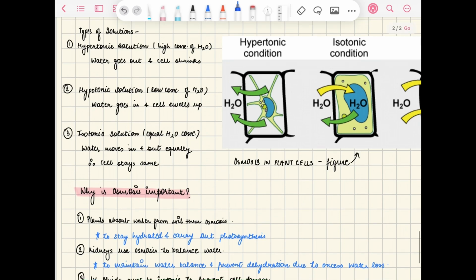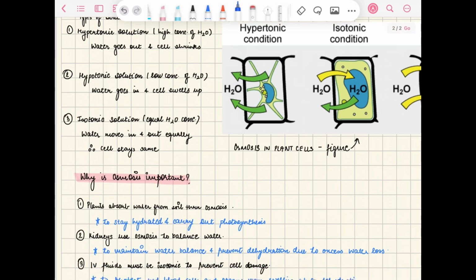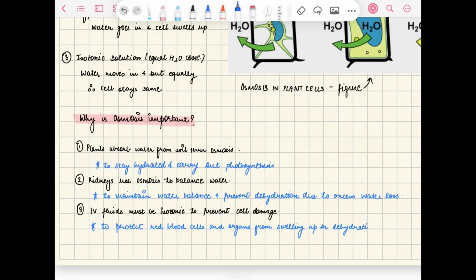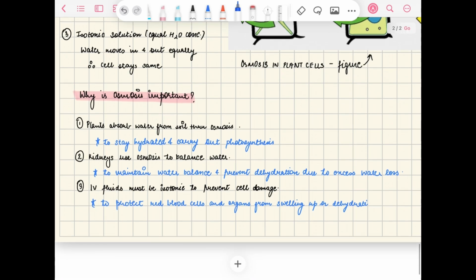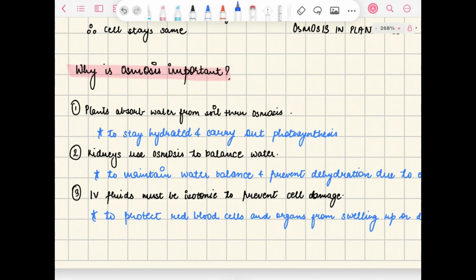In isotonic solution, the concentration of water is equal in both cells and the water can move in or out equally, or there will be no change. The cells will stay the same. Now the next question that will go through our minds is, why is osmosis important? Why are we studying about it? Now osmosis is very important. For example, I've given a few examples here.